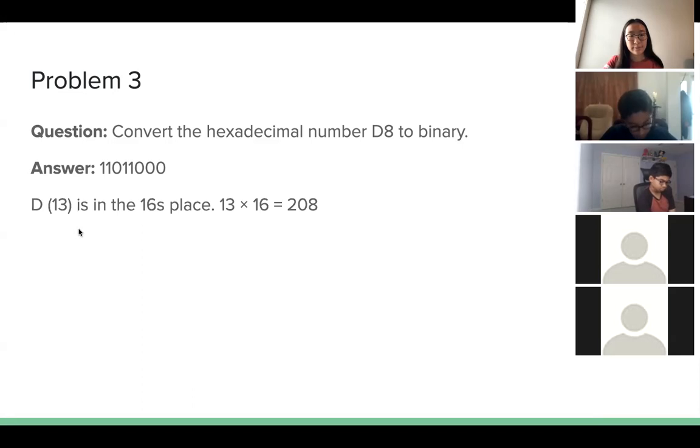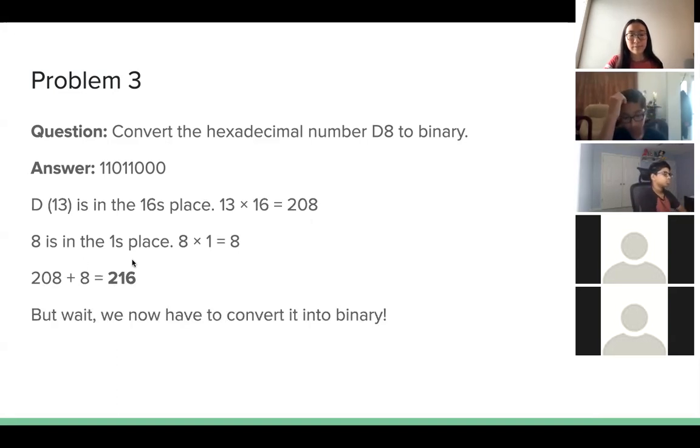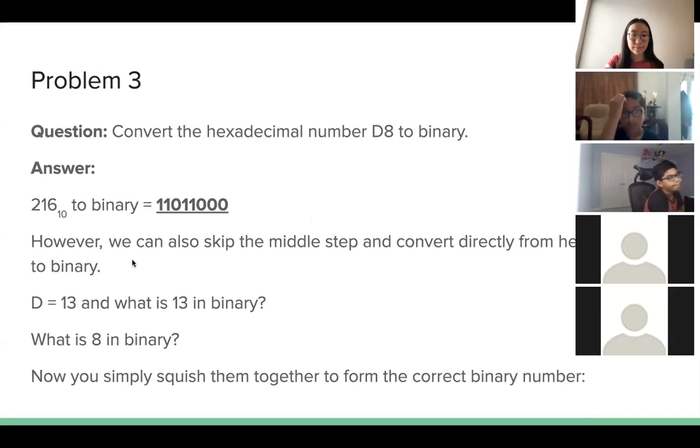There's a 13 in the 16s place because D equals 13. So we do 13 times 16, which gets us 208. And there's an 8 in the ones place, so that equals 8. And the sum is 216. So 216 is this number in decimal. And then we can convert 216 into binary, the slow way. But also, we don't even have to do decimal at all. We can just convert D8 directly into binary. D equals 13. And what is 13 in binary? That would be 1101. And then what is 8 in binary? 1000. And then you just squish them together to form the correct binary number. So I think you guys were getting towards that.